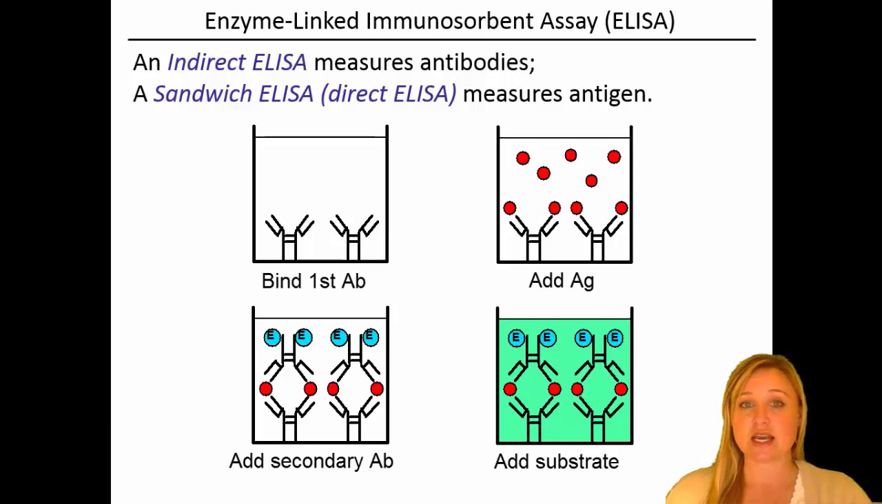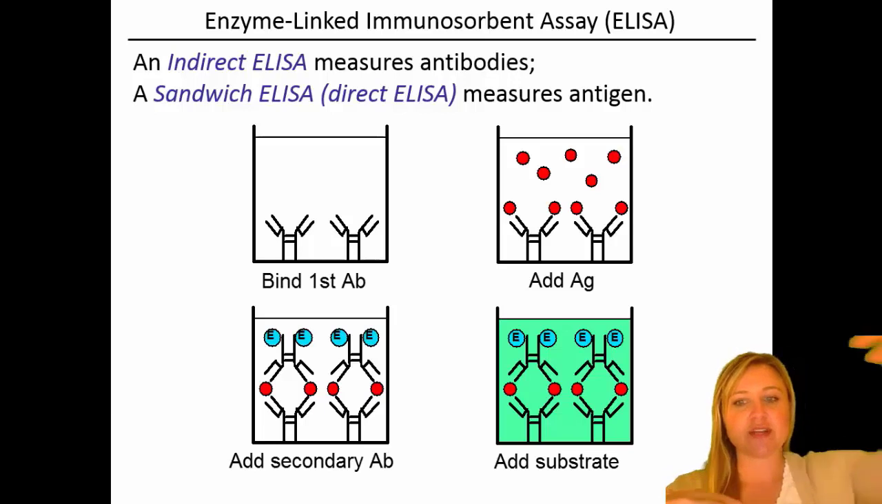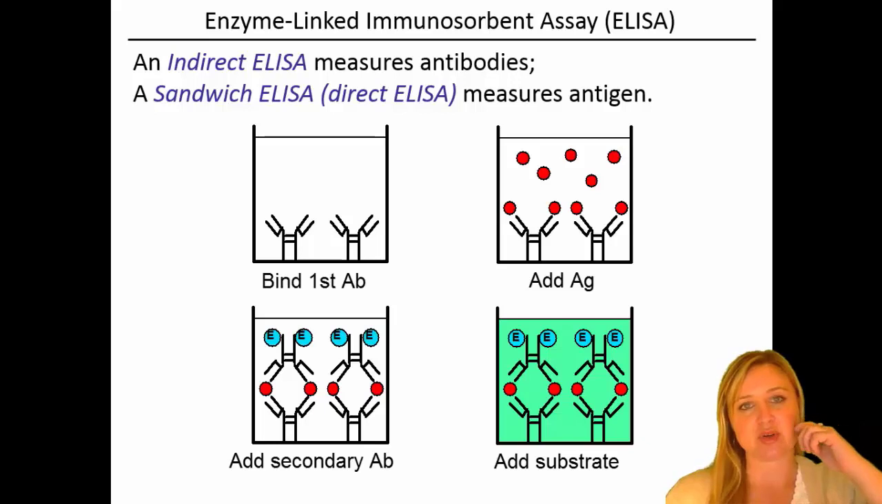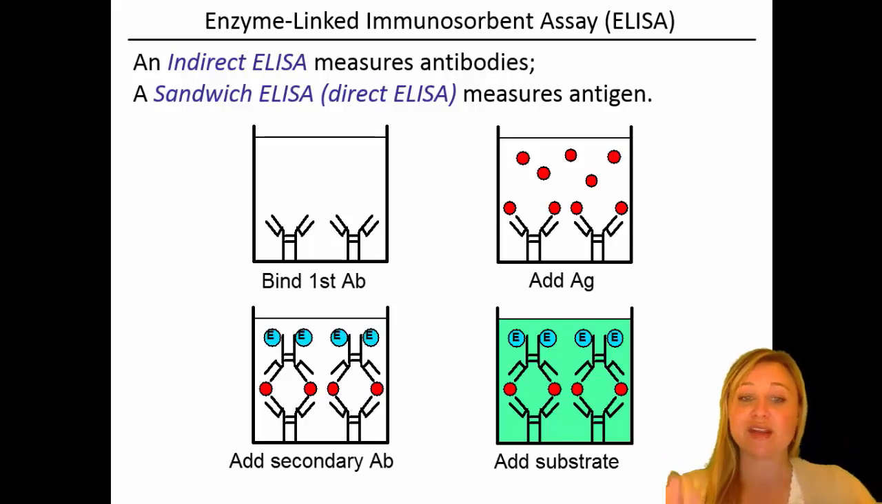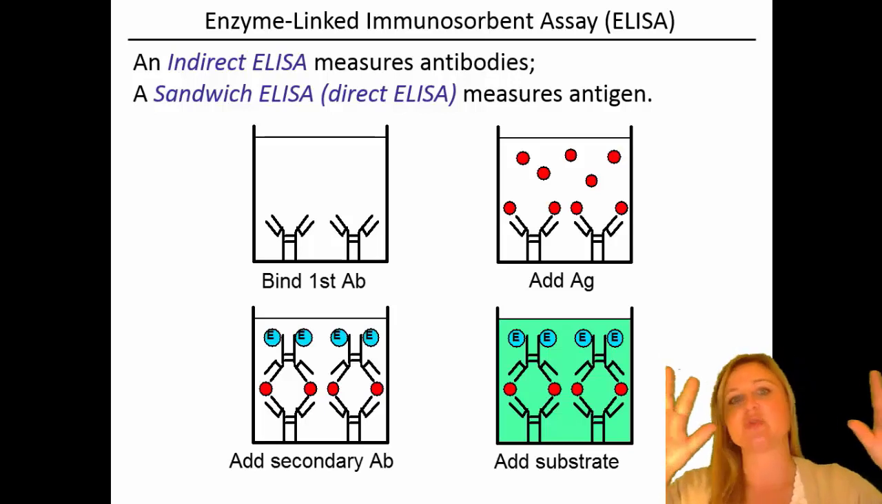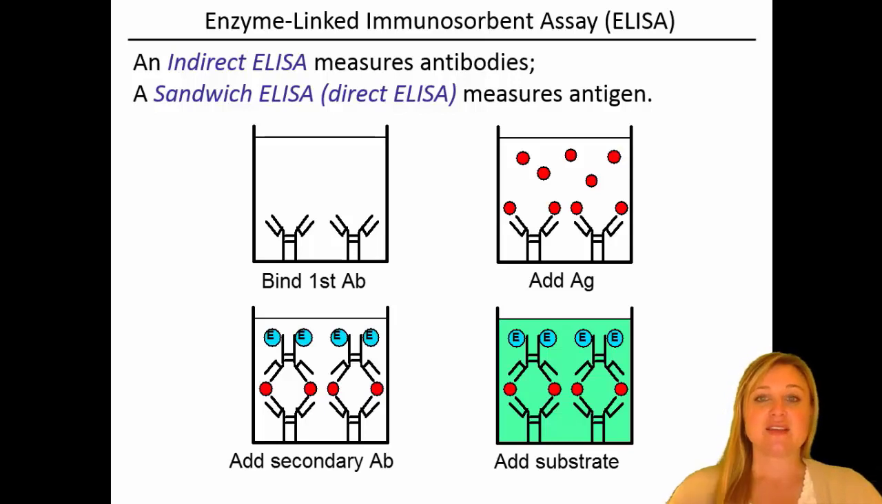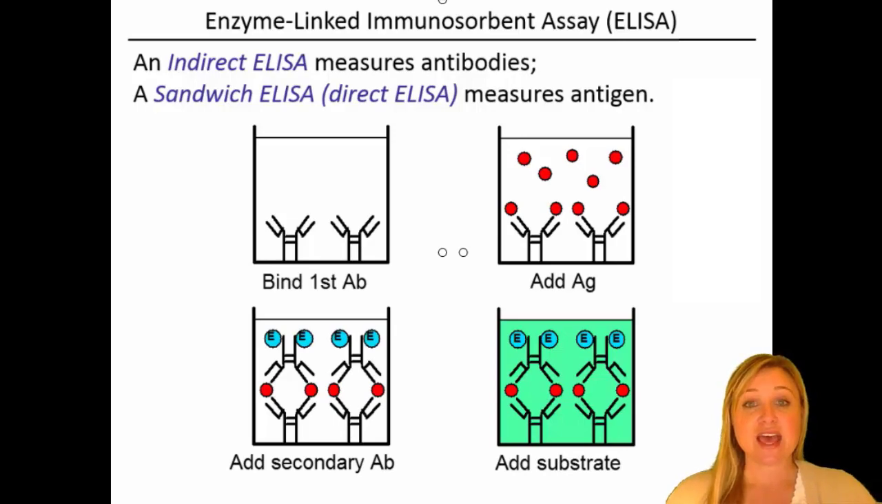So to summarize, an indirect ELISA is going to measure antibodies. A sandwich ELISA is also known as a direct ELISA because it measures the antigen. The difference between these is really just what is coated on the ELISA plate at the very beginning. If you coat the antigen, that means you're going to be assaying for the next thing that comes in, which is going to be the patient sample, and it's going to be antibodies found in the patient sample. But if you coat the ELISA plate with an antibody, then that antibody is going to bind to some antigen that's found in the patient sample. And then the detection antibody and the substrate steps are exactly the same. Now that is an ELISA.